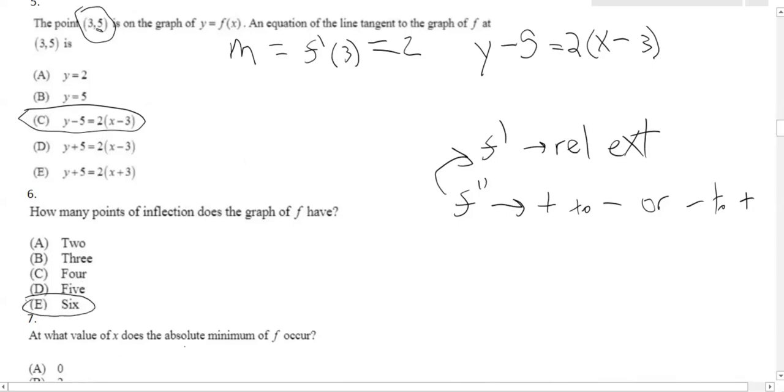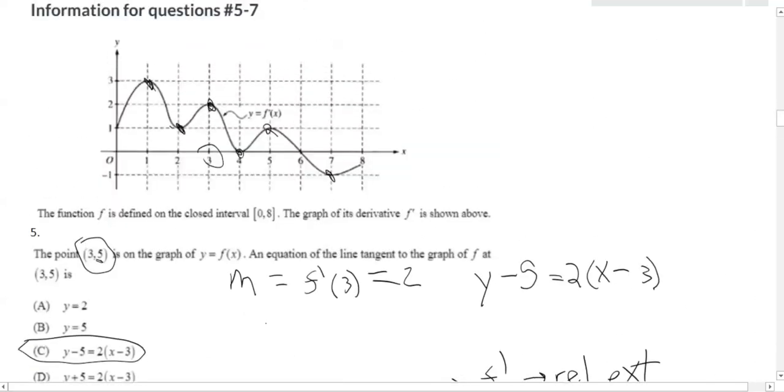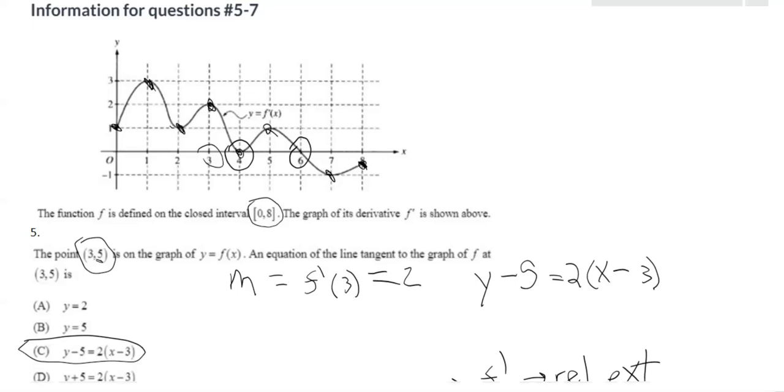Number 7, at what value of x does the absolute minimum of f occur? Now, a subtle but important point is that f is defined on a closed interval, so you have to look at the critical numbers and the endpoints. So we have an endpoint at 0, we have an endpoint at 8. And now, since this is the derivative, the critical numbers for f are going to be where the derivative is 0 or undefined, namely at 4 and 6, and the derivative here is never undefined. At 4, the derivative does not change sign, and at 6, the derivative changes sign from positive to negative, indicating a relative max. None of those are mins.